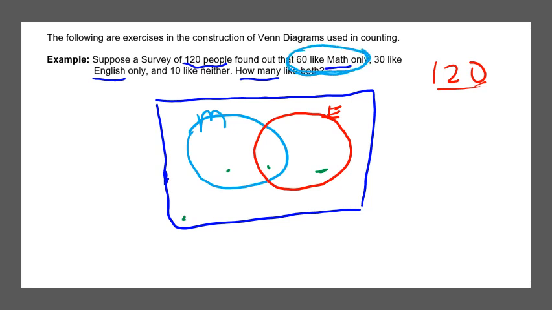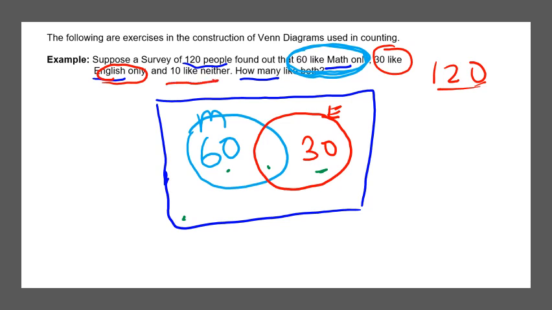they only like math. If they only like math, those 60 people have to be standing there. There's 30 people that only like English. Those 30 people have to be standing here. Okay? And then there are 10 people. They don't like either. So those 10 people have to be standing out here.